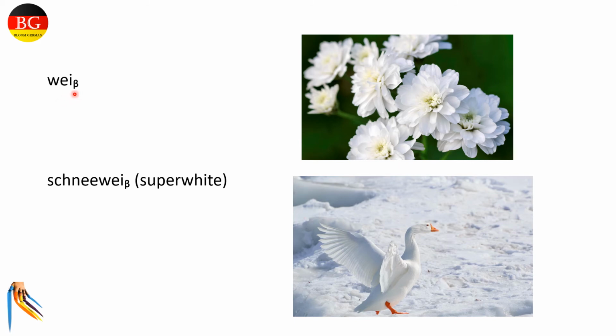Weiß. As we discussed in our alphabet lesson, in weiß, the ß is a double S. Weiß is white in color. So, these flowers are white in color. There is one more term for the white color, that is Schneeweiß. Schneeweiß, super white, like snow white.